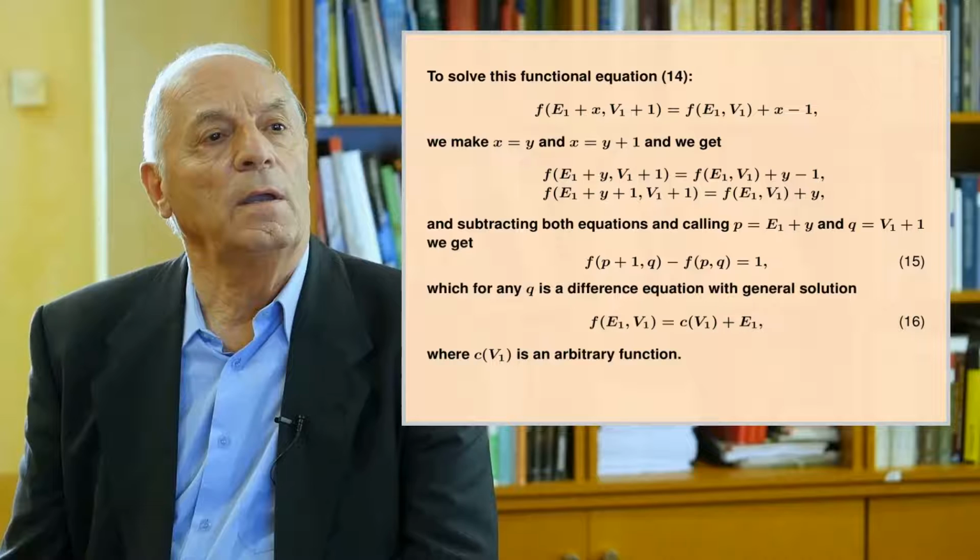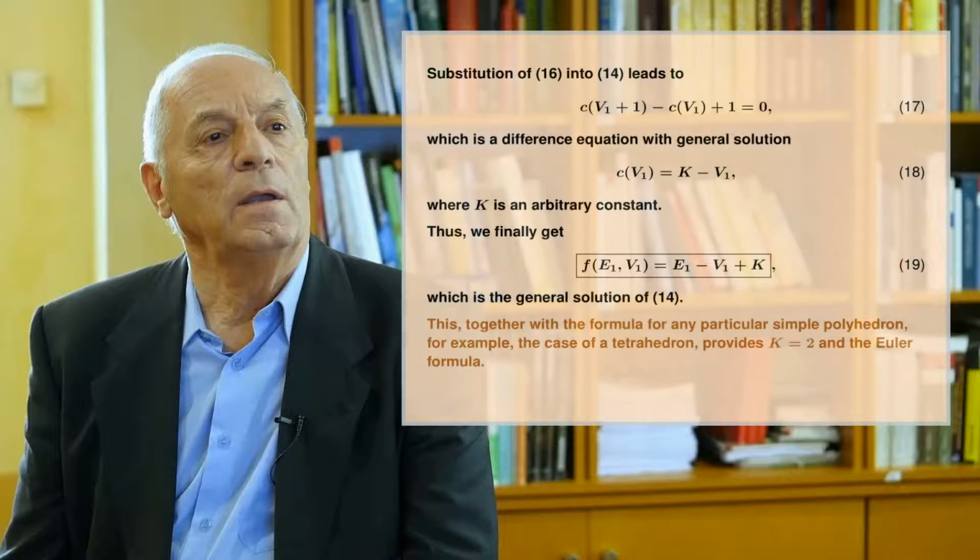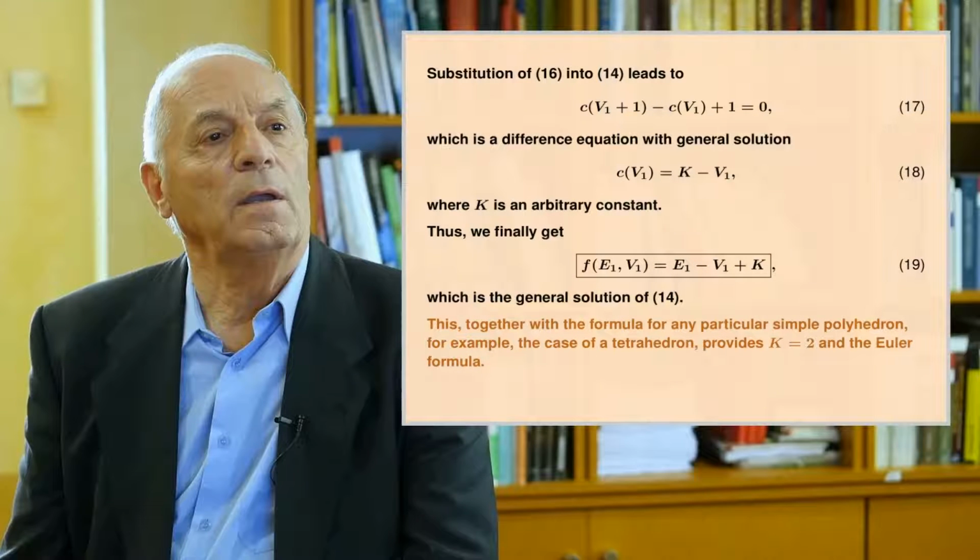And subtracting both equations and calling p equal to e1 plus y and q equal to v1 plus 1, we get the indicated difference equation 15, whose general solution is that in 16, where c is an arbitrary constant. Next, substitution of 16 into 14 leads to the difference equation in 17, whose solution is given in 18, where k is an arbitrary constant.